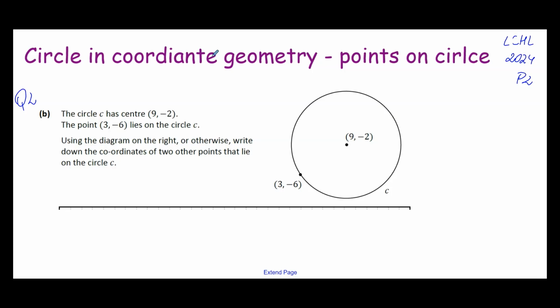Another aspect of circle and coordinate geometry are points on that circle. So let's see, the circle C has a center (9, -2). You can see that. The point (3, -6) lies on the circle C. Using the diagram on the right or otherwise, write down the coordinates of two other points that lie on circle C. Now, how do we find those points?